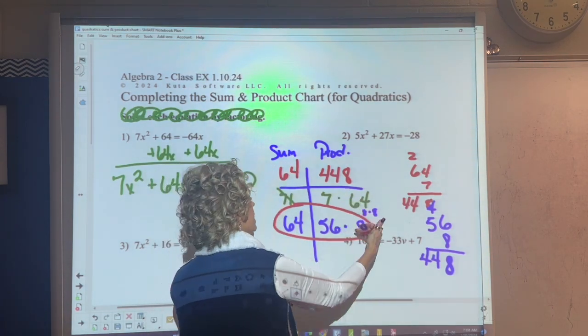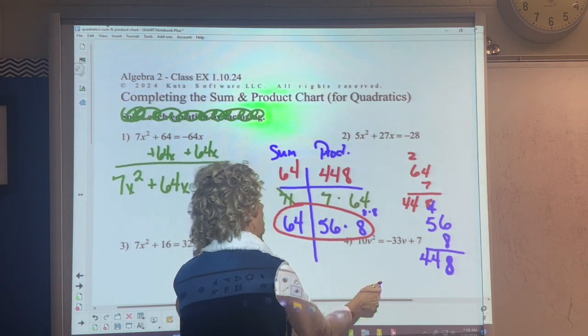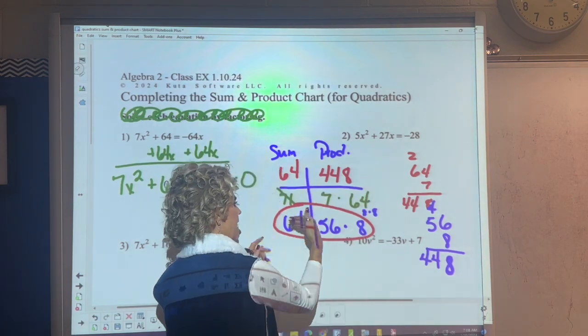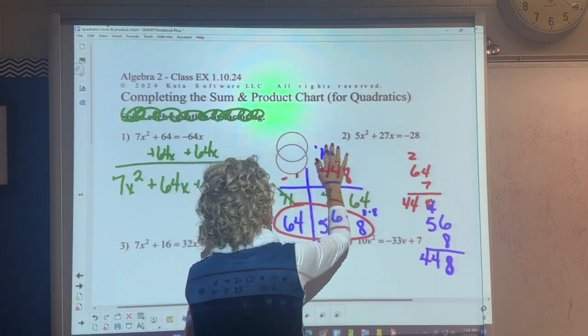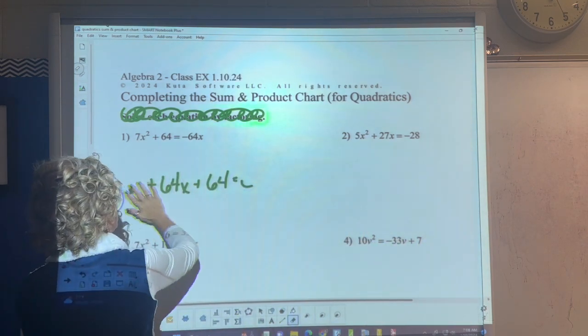Now, it's not always that simple. Sometimes we have 4, 5, or 6 lines before we actually find out what multiplies to be our product and adds to be our sum. So we'll just see. We'll go ahead and do number 2. We'll see how that goes.